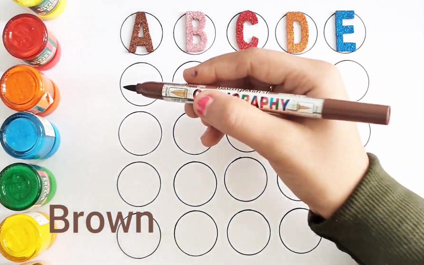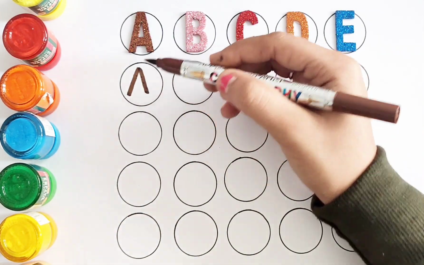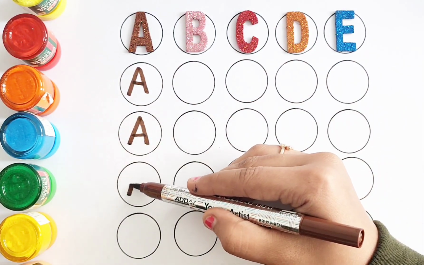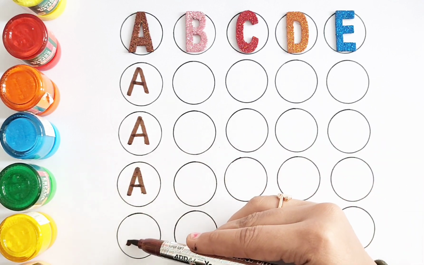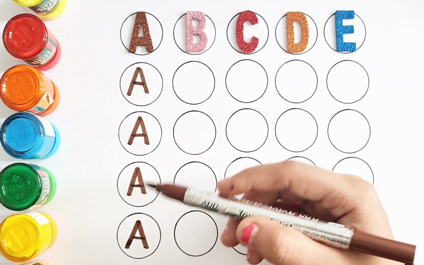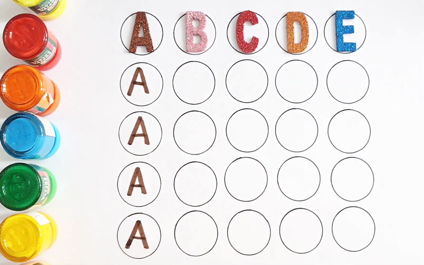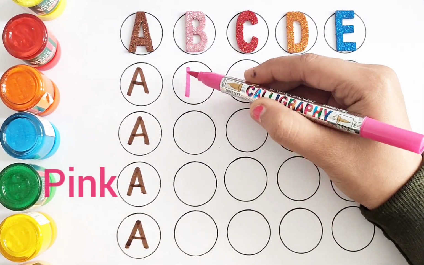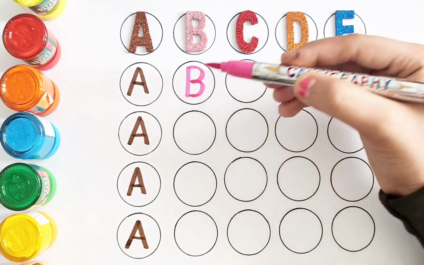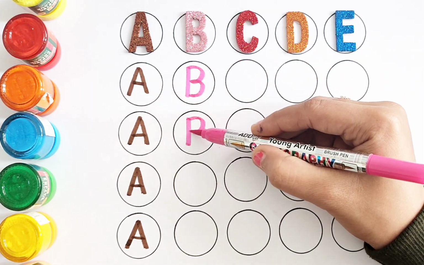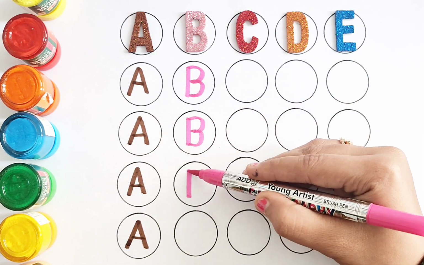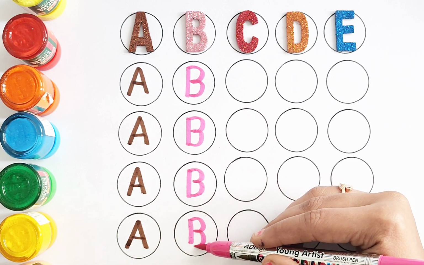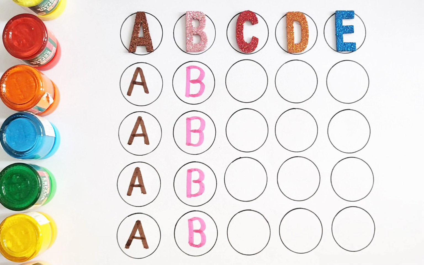Brown color A, brown color A. A for apple. Pink color B. B for ball.